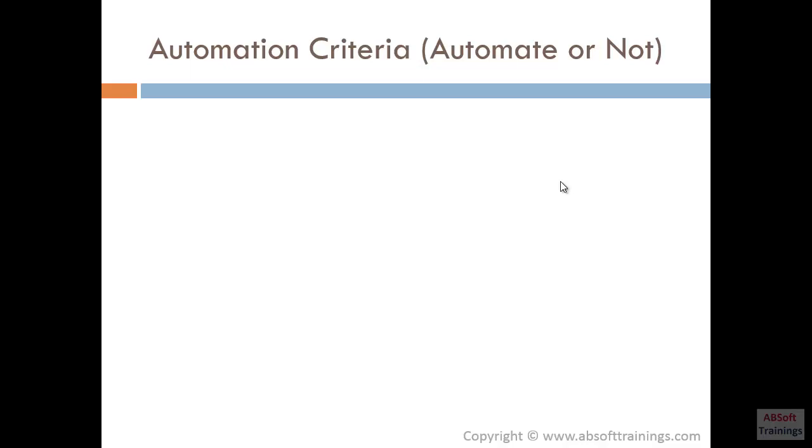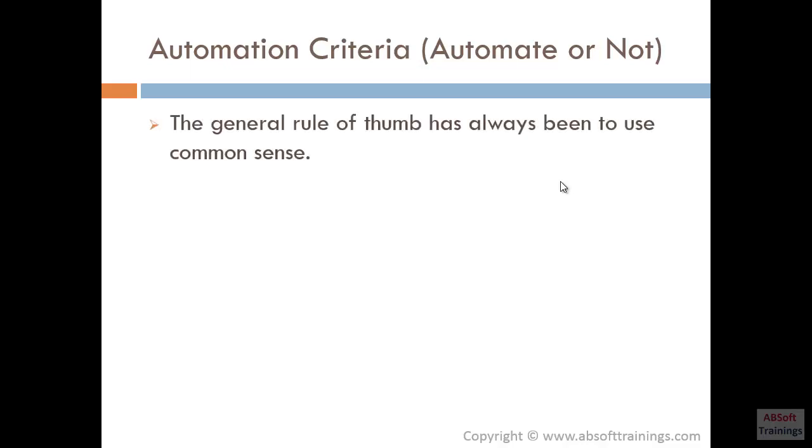Now let's see automation criteria. You have a test case, and the question is whether to automate it or not. Let's look into that. The rule is that you have to use common sense. As a tester, you have been working in the company, you have been working on that product. So when there is a test case, you have to decide. There are a few factors that you need to consider.